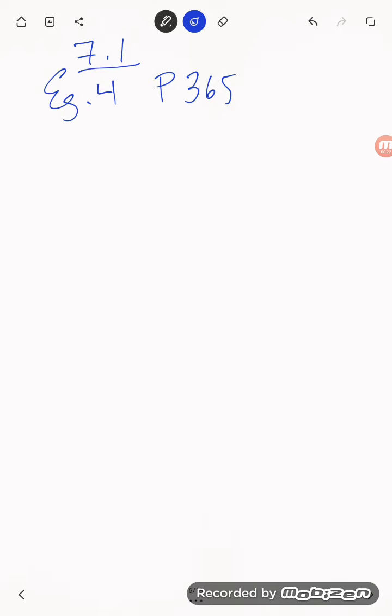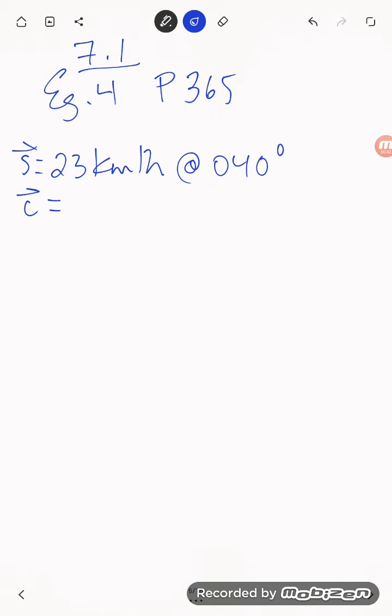So we have a ship that's set to travel at 23 kilometers per hour on a heading of 40 degrees, so that's a true bearing of 40 degrees. And then we have a current in the water that is flowing at 8 kilometers per hour, not at a true bearing of, but from a bearing of. Remember, that's different. So we have to be really careful about that. So from a bearing of 160 degrees. All right.